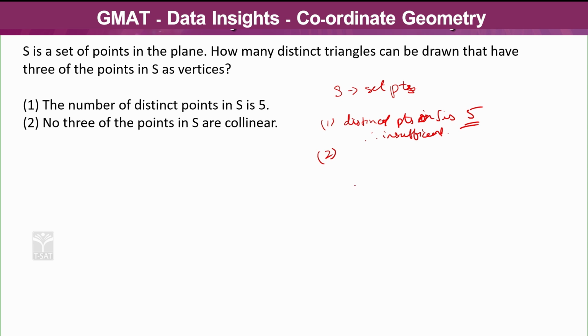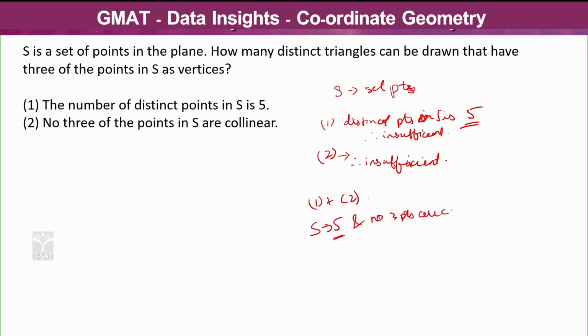How many triangles can be formed? And statement 2 says that no 3 of the points in S are collinear. If the points in S are not collinear, any 3 of them can form triangles, but we do not know the number of points in S basing on statement 2 alone. Therefore, this is also insufficient to answer the question. What we need is 1 plus 2 together. What do we get? We get that S has 5 points and no 3 points are collinear.